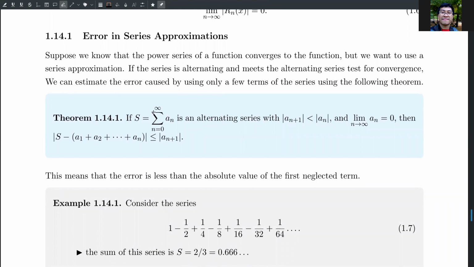So if this is an alternating series, it's decreasing, so a n plus 1 is less than a n in absolute value, and the limit goes to 0, then S minus the first n terms is less than or equal to a n plus 1. What it means is that the error, if you approximate, is less than the absolute value of the first neglected term.